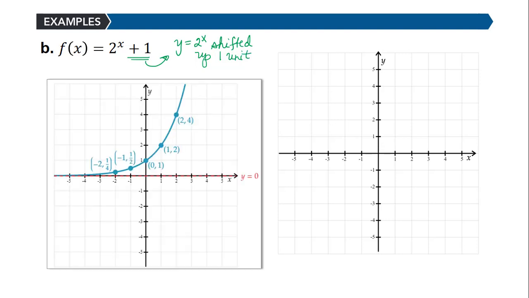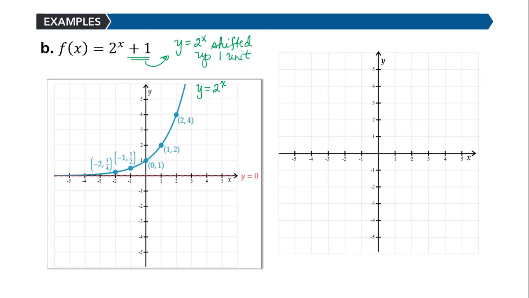So again, we have this graph of y equals 2 to the x on the screen. It goes through (2, 4), (1, 2), (0, 1), (-1, 1/2), (-2, 1/4). So what I want to do through this transformation is take each of those points and move them up 1 unit. So the x coordinate stays the same, the y value will increase by 1.